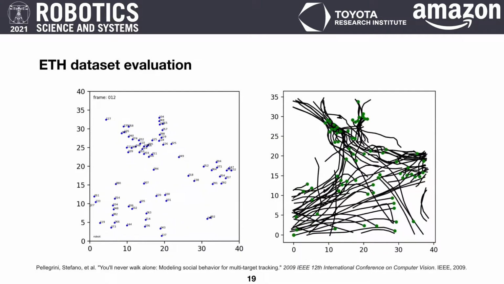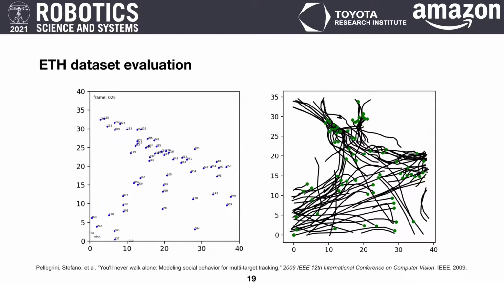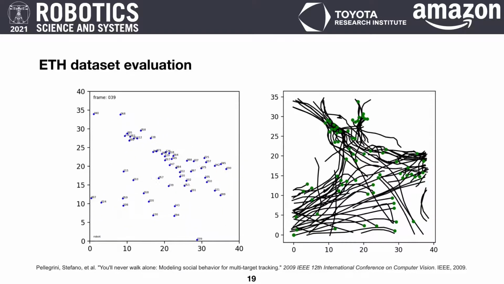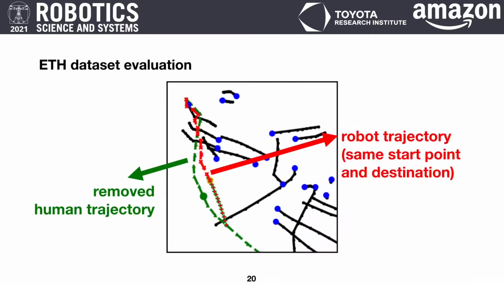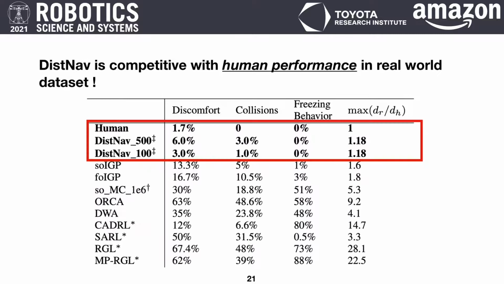We first evaluate our algorithm on a highly dense and interactive subset of the ETH pedestrian dataset, which is further divided into 181 test runs. In each run, we took out one pedestrian's trajectory and used the same start point and destination for the robot navigation task, so we can compare our method with human performance. We also compare DistNav with conventional motion planners, trajectory-based CPAP methods, and several reinforcement learning-based methods. Our method outperforms all of them on the navigation safety and efficiency metrics, and is competitive with human performance.